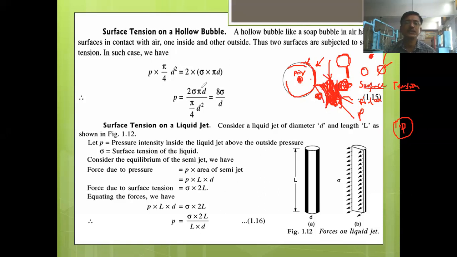Okay, so mathematically here you can see surface in contact with the air, one outside and one inside. It has two surfaces, right?